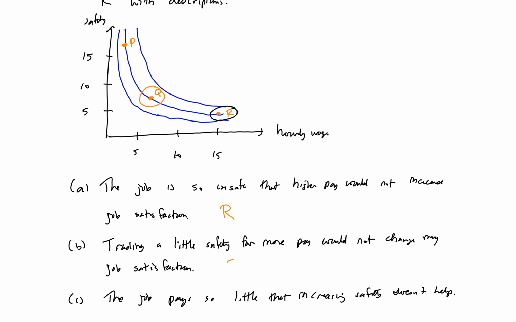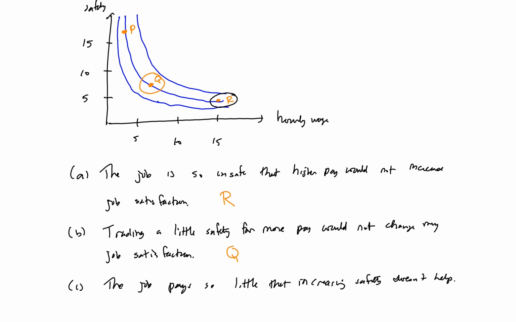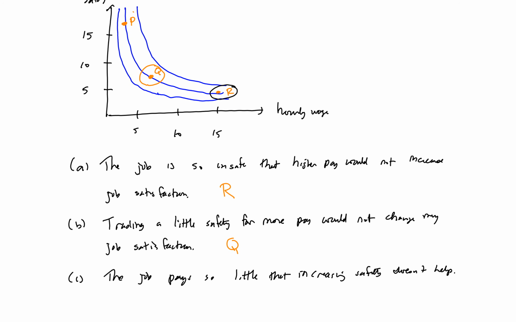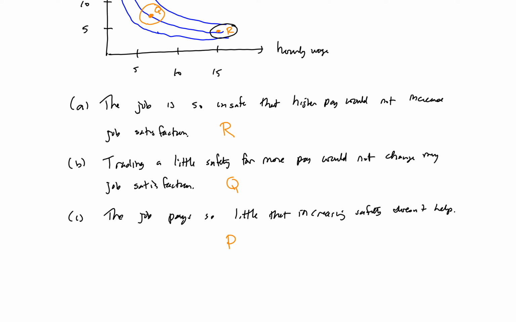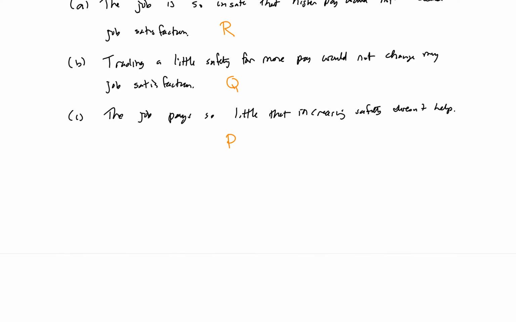That's going to be Q, because we've dropped the safety a little bit, but we've upped the pay and we stayed at the same job satisfaction. And then the last one, it pays so little that even though it's super safe, it doesn't help. So that one's going to be P. It's super safe, but the pay is really low. So we're going to keep that as P. So that's how we read the contours on that one. So let's try one more example of how we can read information off of contour plots.